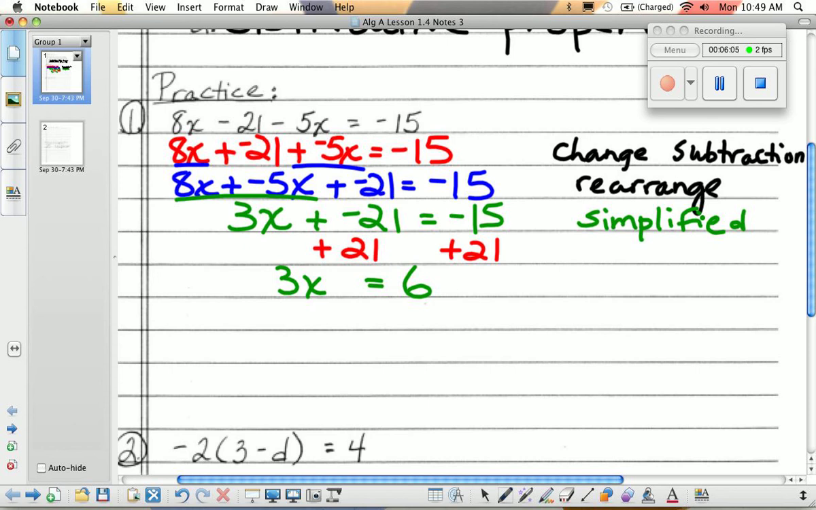Kane, head up. What's our last move? Division. Divide by 3x on each side? We don't want to divide by 3x. We only want to divide by the 3, because then the 3's will cancel, the x will be by itself, which is our goal, and x equals 2.